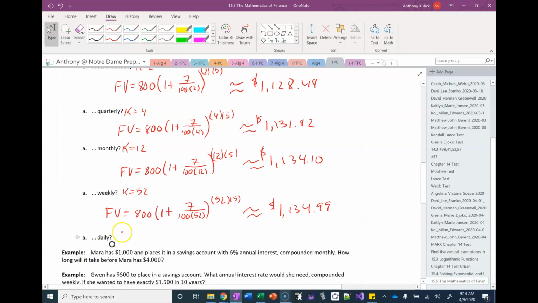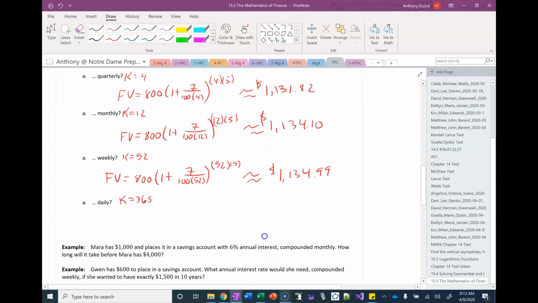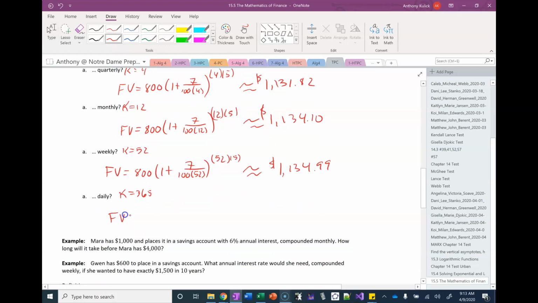And our last one, daily, let's assume it's a non-leap year. So we'll do 365 days in a year. So everything else stays the same except for the value for K. And when we type this into our calculator, we get $1,135.22.